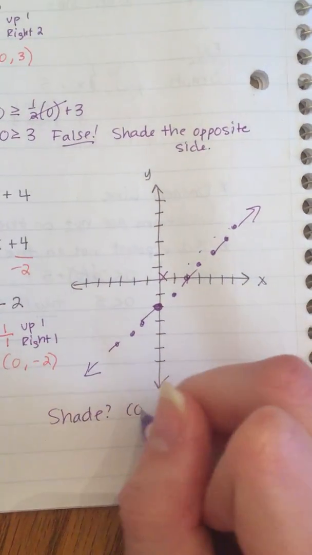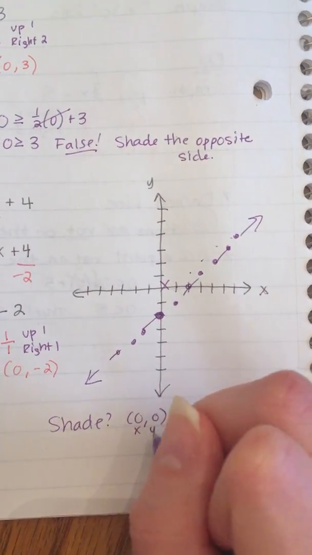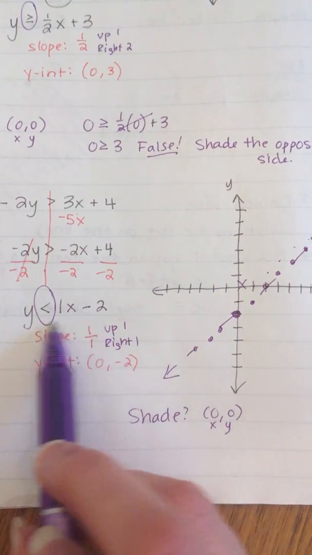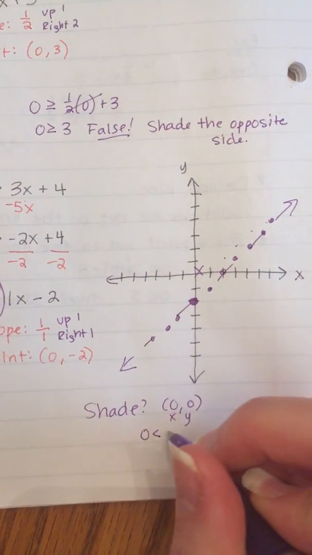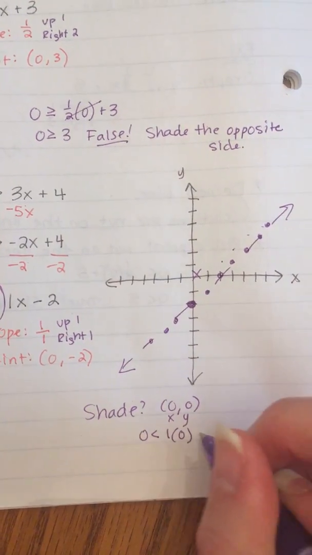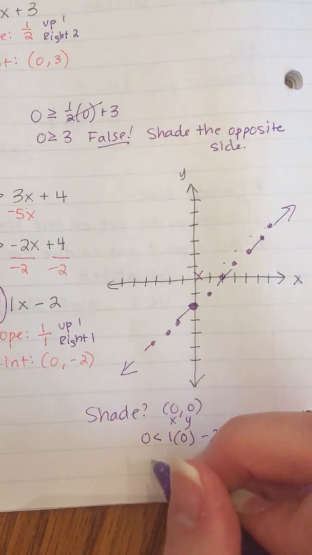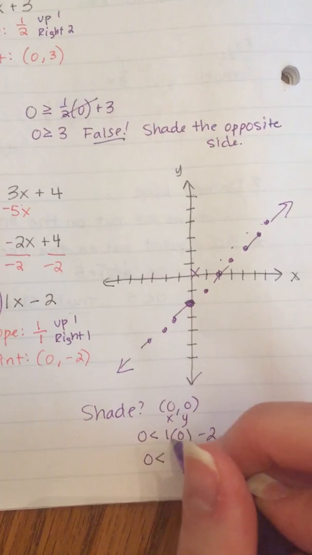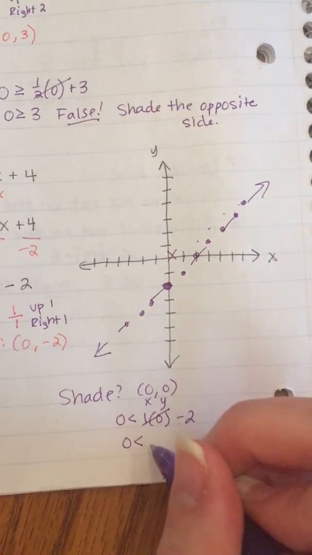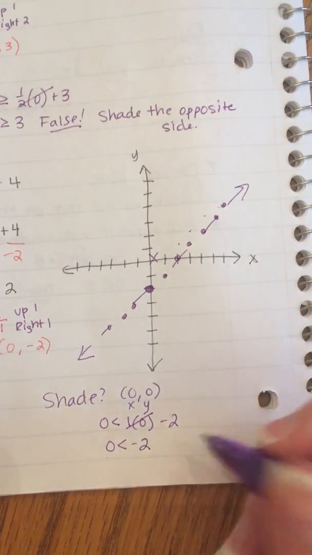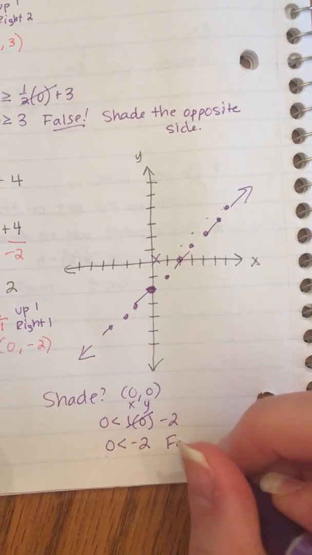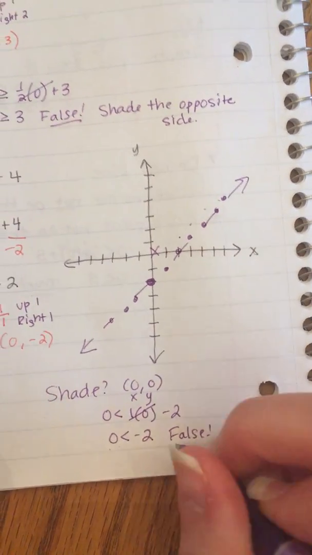I'm going to plug those in for my x and y. I'm going to plug it into the inequality that I left off at. So this will now say 0 is less than 1 times 0 minus 2. So this is 0 is less than, that just cancels out, negative 2. So is 0 less than negative 2? No, this is a false statement.